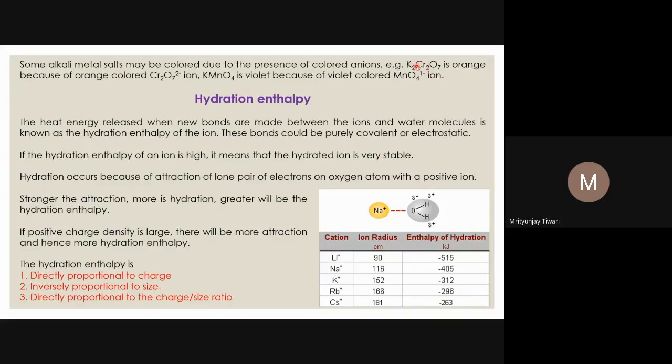Similarly, potassium dichromate shows an orange color, and this orange color is not because of the K plus. It is because of the dichromate ion, Cr2O7 2 minus. So you should understand this color will not be because of the K plus. In certain salts, the color may come from the anion and the nature of the anion, not from the nature of the electronic configuration of the alkali metal.